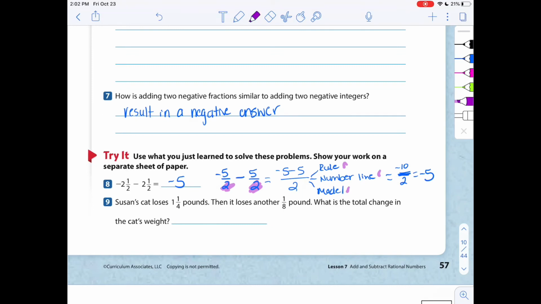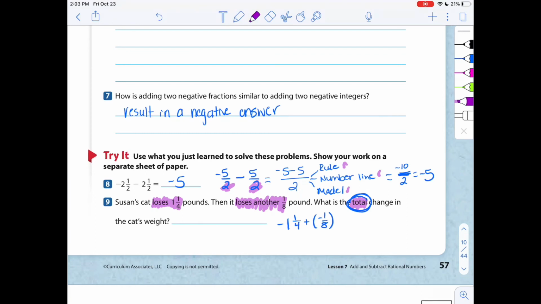It's asking for the total, which means we're adding, but it says Susan's cat loses 1 1/4. So that's a negative 1 1/4. And then it loses another 1/8. So that's another negative number. So when we write this out, it's negative 1 1/4 plus negative 1/8 because we're finding the total. That's why it's an addition problem.